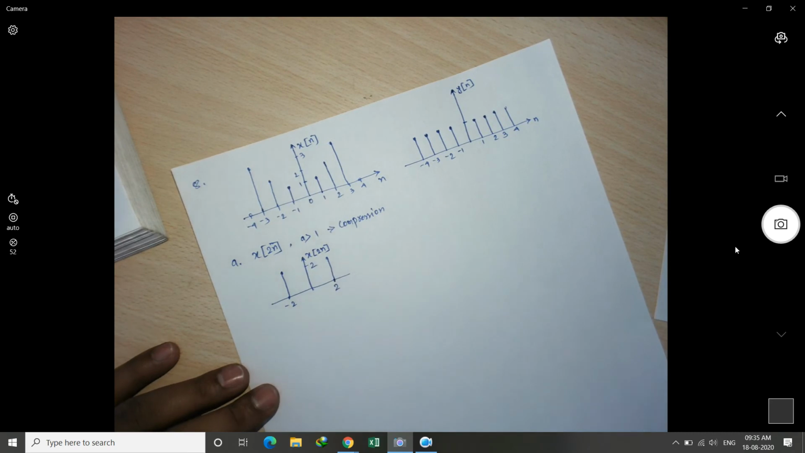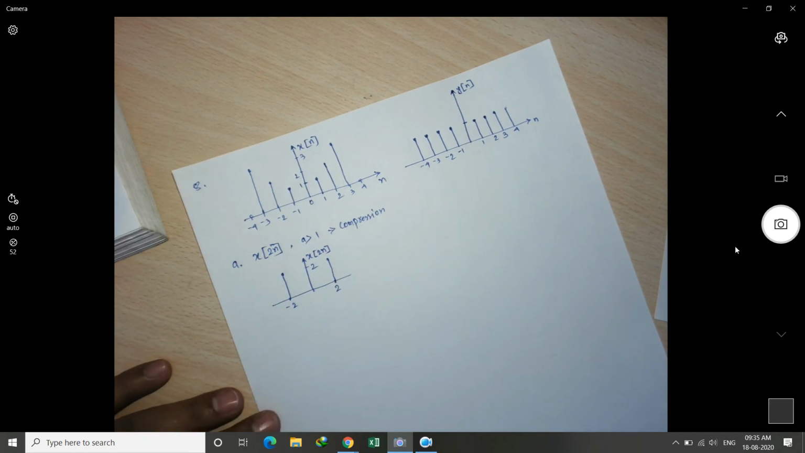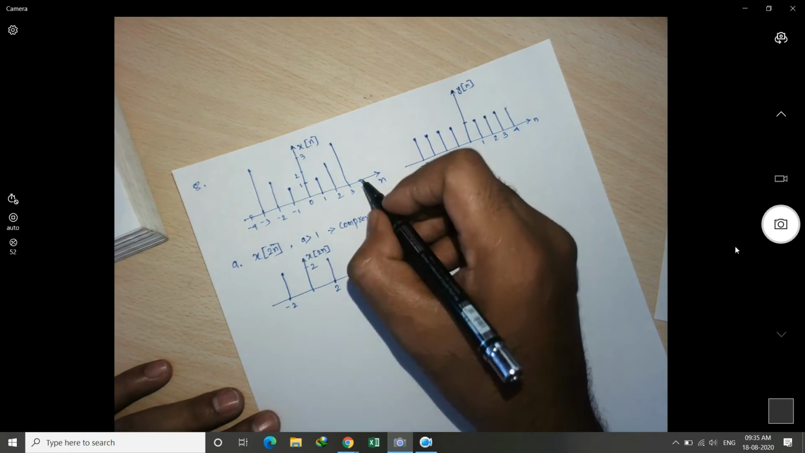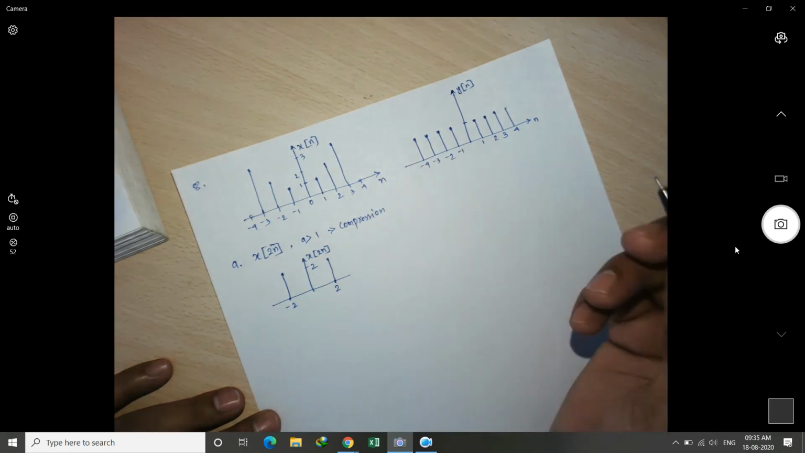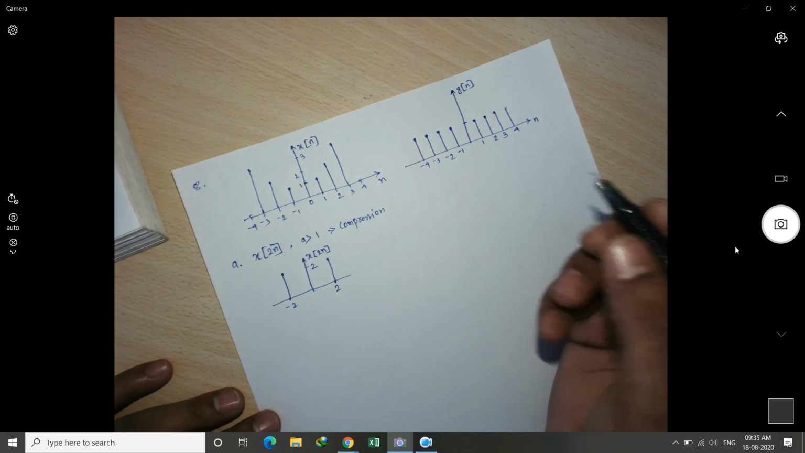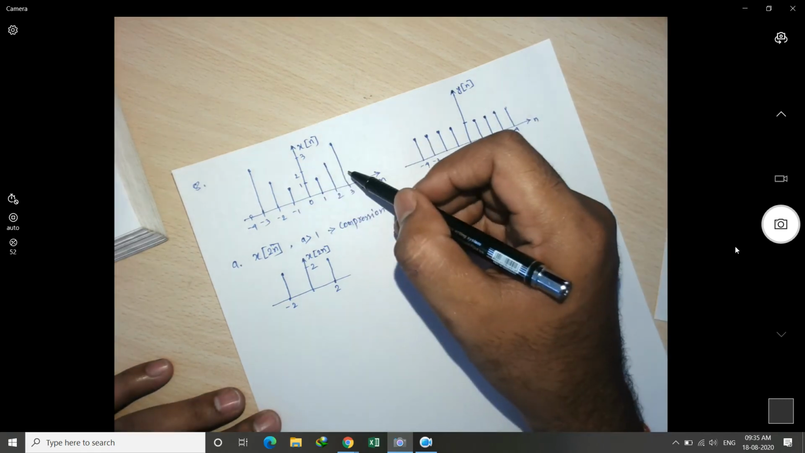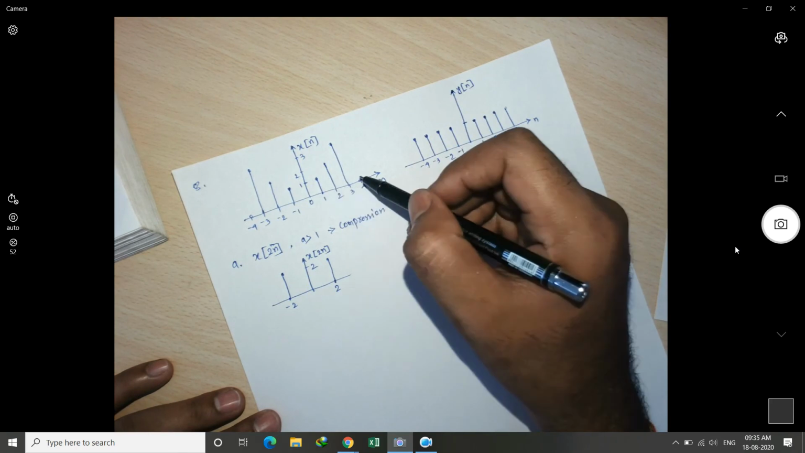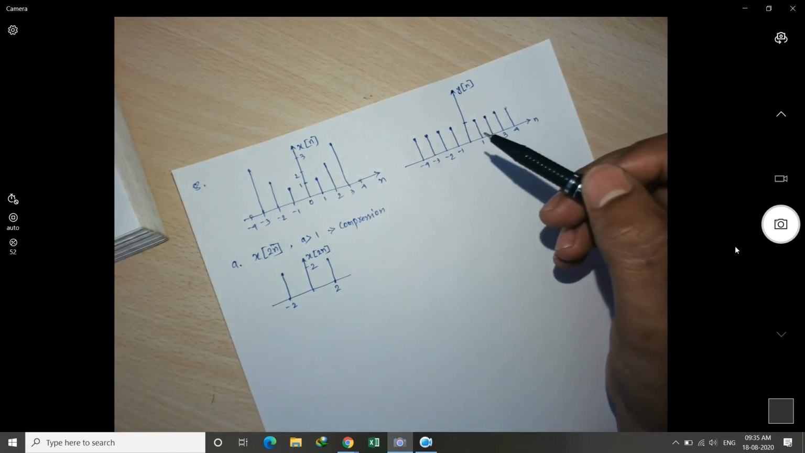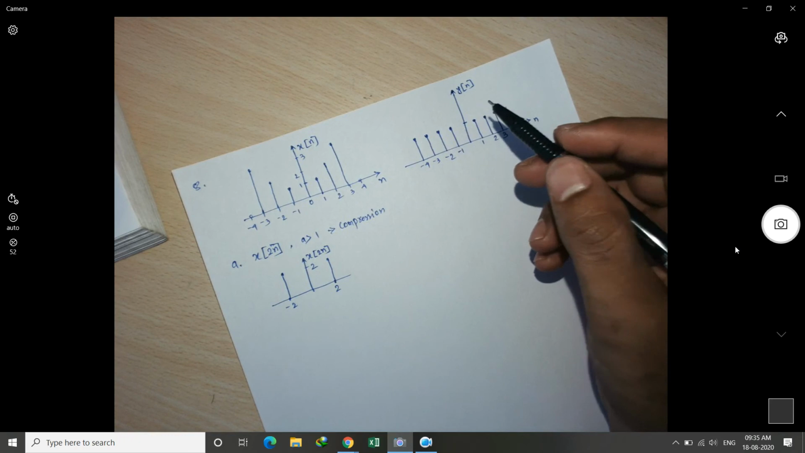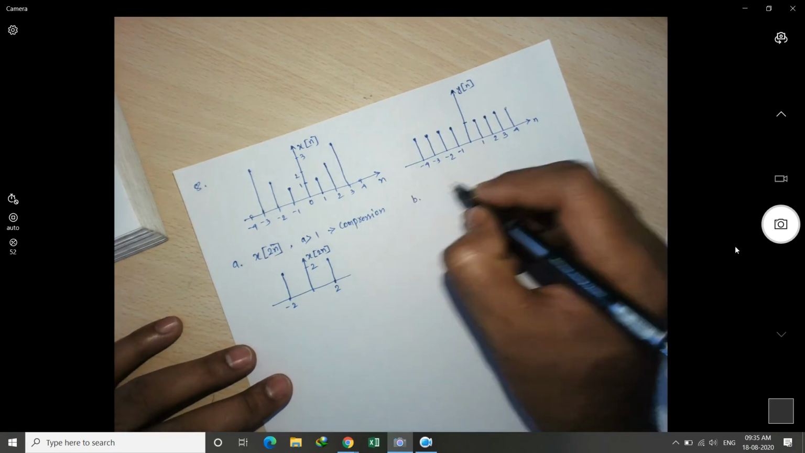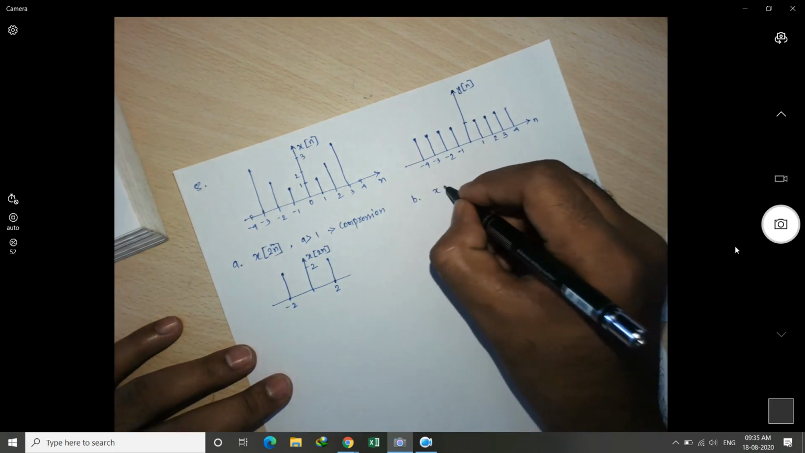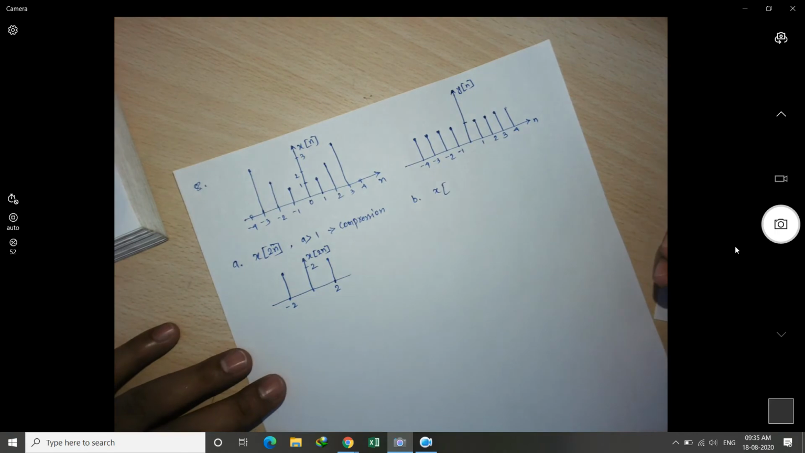It is 2, right? Any other samples? Yes, there may be some samples at 4, 5, 6, but those are 0 value, so we need not consider them. Why are we not considering 1 and 3? Because if you do the compression, 1 and 3 will give you a fractional result, so we need to consider only integer values.